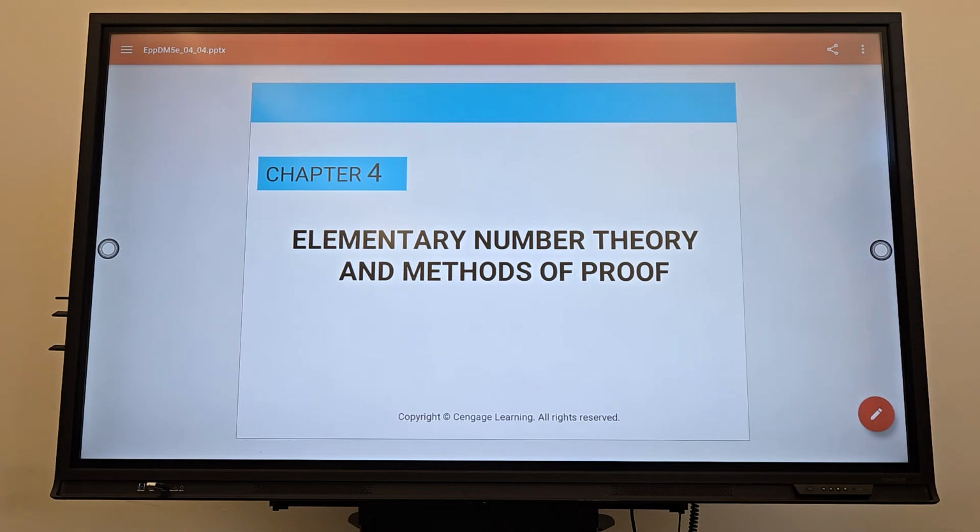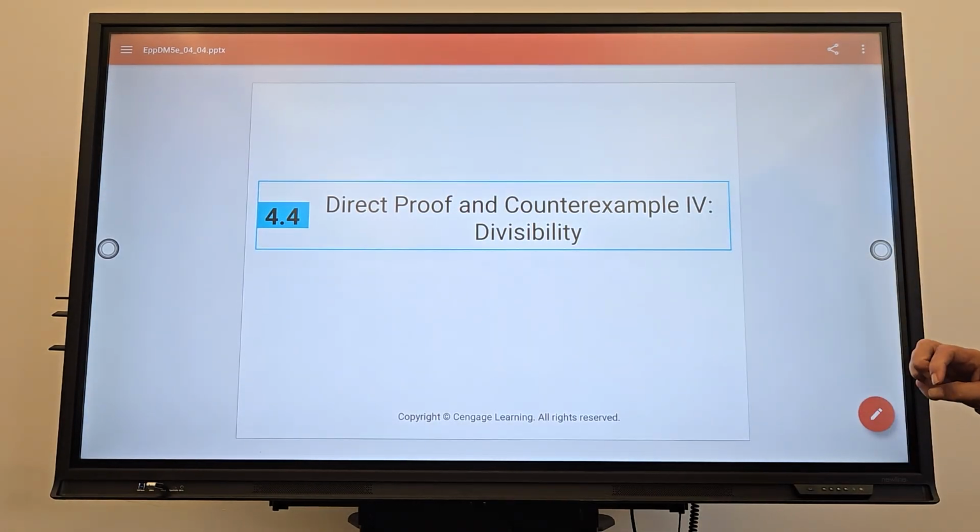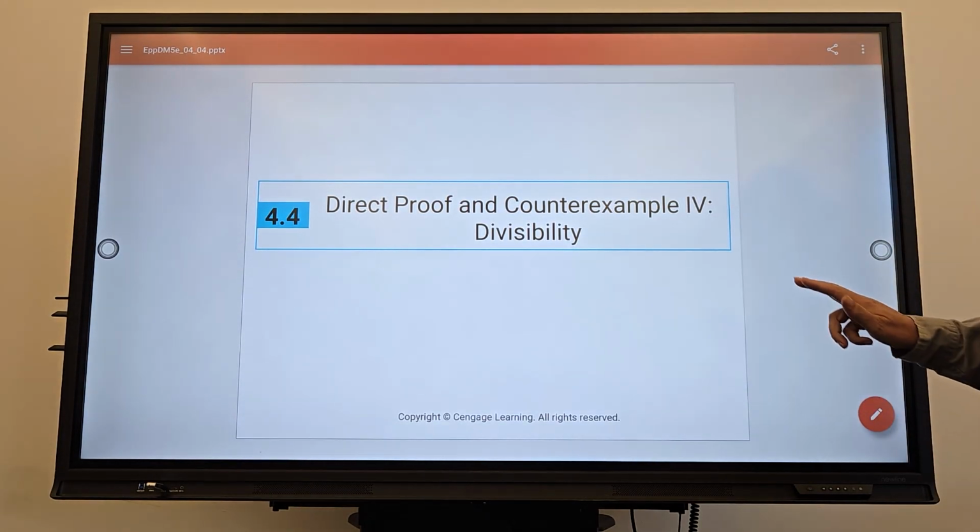And today we're going to continue our discussion of elementary number theory and methods of proof. Direct proof and counterexample with divisibility.